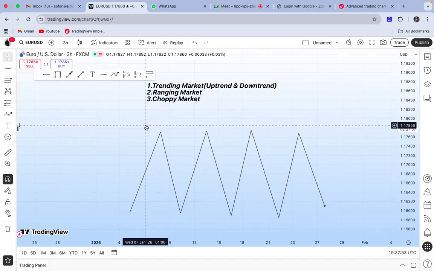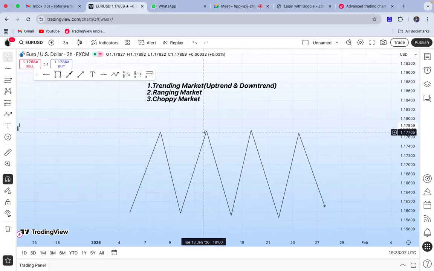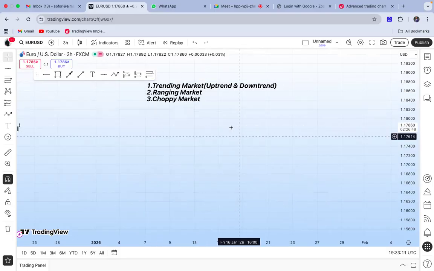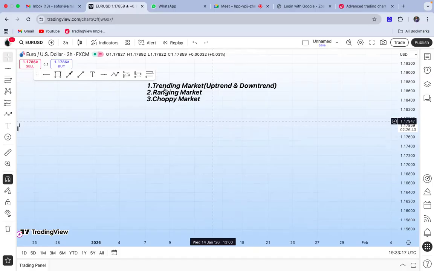Okay. So that is why I said we will spend most of our time dwelling on the trending market, the uptrend, the downtrend. For that one, it is very clear. But for the ranging, it isn't that obvious. Okay. And then the last one is the choppy market. Now, the choppy market, we are never going to trade within a choppy market because that doesn't give us a clear direction. So we don't know what is actually happening.